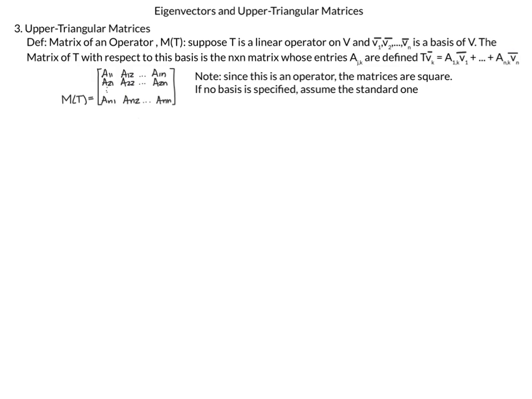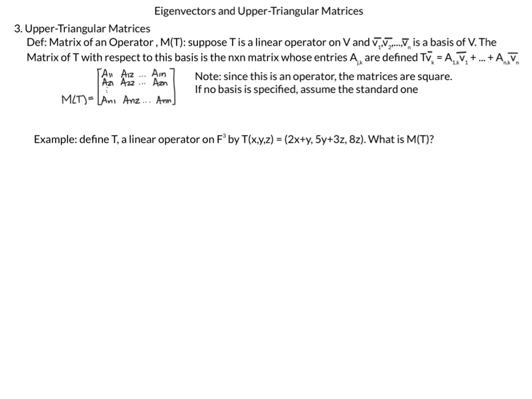Essentially, what we're going to get is that the kth column of our matrix is going to be equal to the transformation T on the kth basis vector. Also note, since this is an operator, T maps from a vector space V back onto itself. So T maps from V to V. Since it's an operator, the matrices are all going to be square, n by n. And if no basis is specified, we are going to assume the standard one.